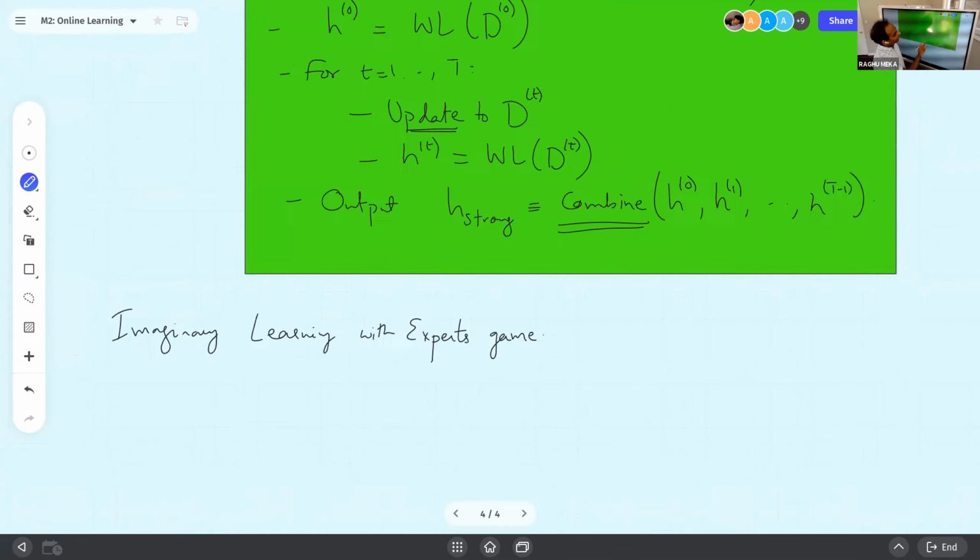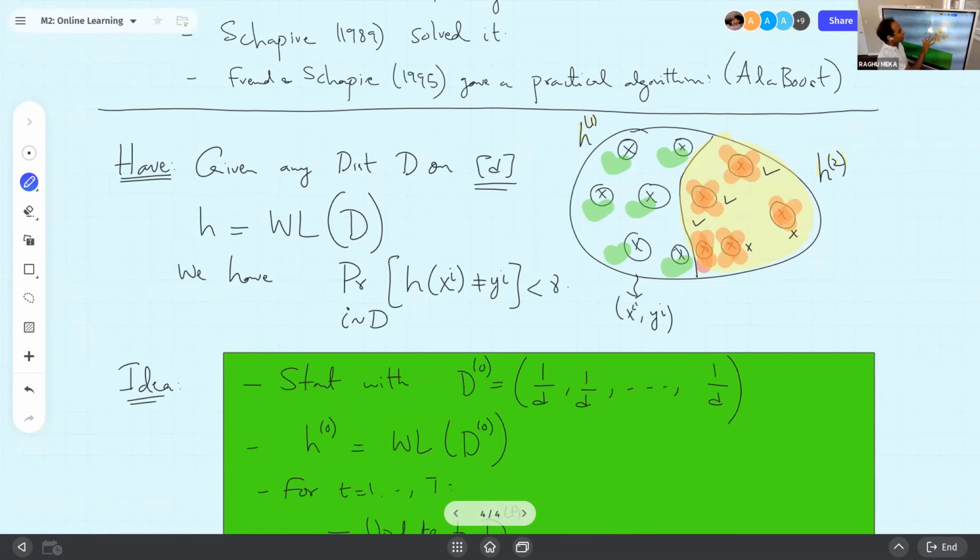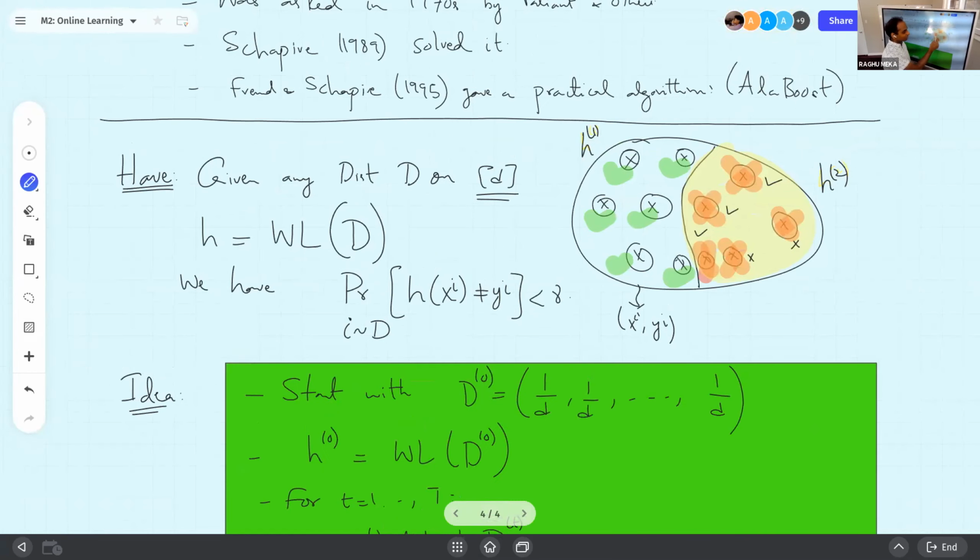So think of our intuition here. Somehow we said when you make mistakes, your first hypothesis made mistakes on some examples, you wanted your next distribution that you're going to input to the weak learner to give more weight to the mistakes and less weight to the ones that you're correct on.